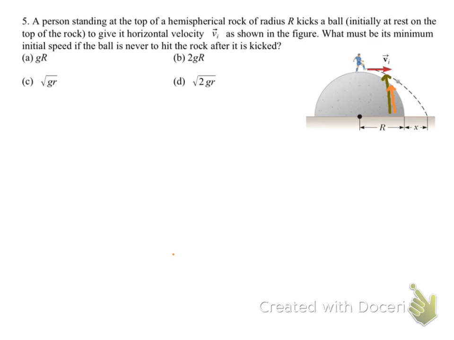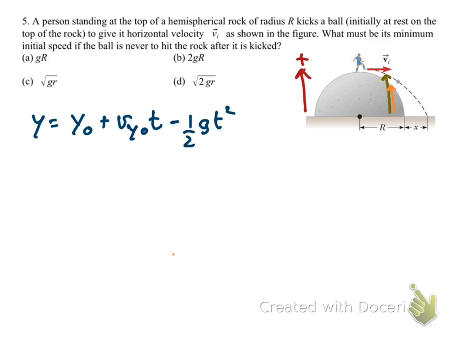So we have to write down the trajectory of the ball and the surface of the rock and compare the two functions. For the ball, if we write the vertical position, we can use this formula: y is equal to y0 plus vy0 t minus half of g t squared. Again, we use the upward direction as the positive direction, so we have the minus sign here.